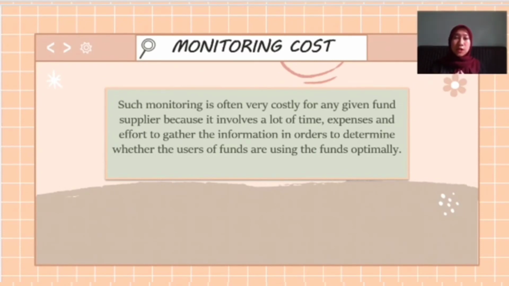Monitoring costs. Such monitoring is often very costly for any given fund supplier because it involves a lot of time, expenses, and effort to gather the information in order to determine whether the users of funds are using the funds optimally.